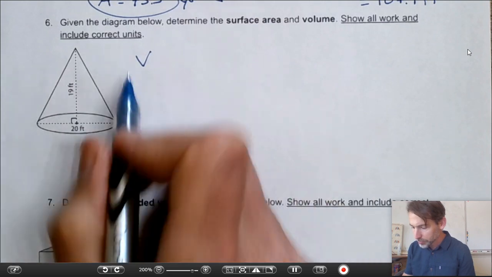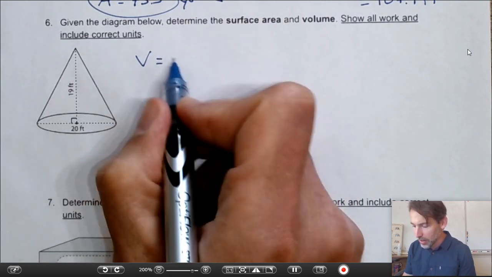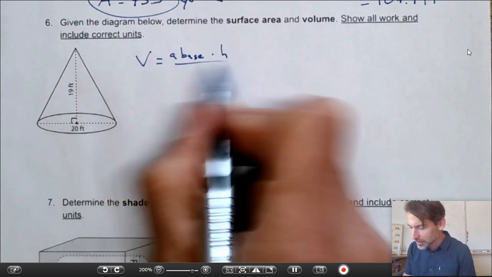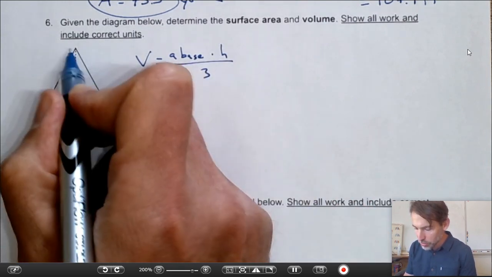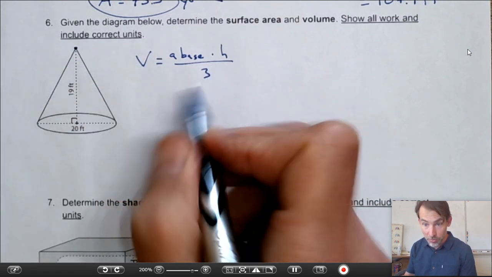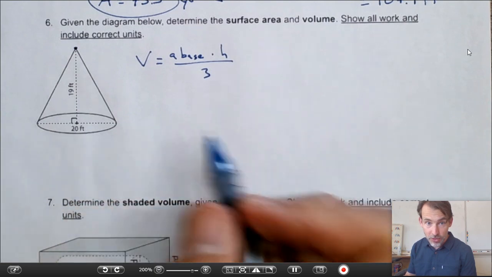It's easier. Volume is equal to the area of the base multiplied by the height divided by 3 because it goes to a point. Okay, if it was a cylinder, I would not divide by 3. It would be 3 times as big. Okay, so let's do that.